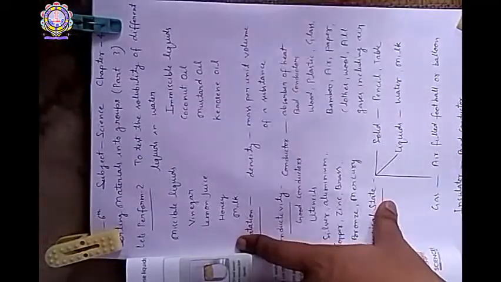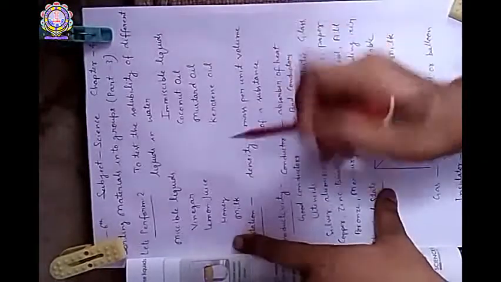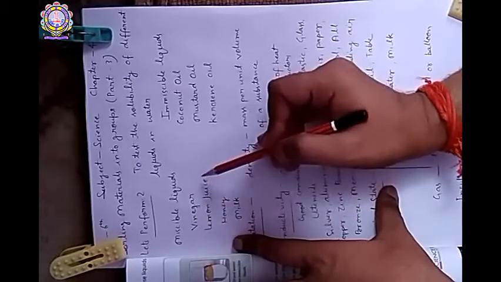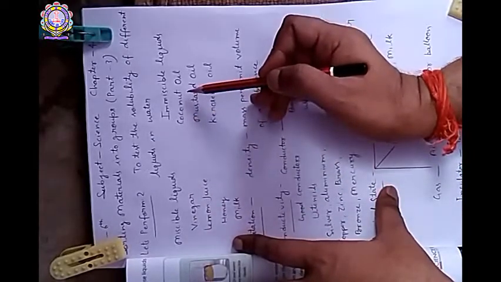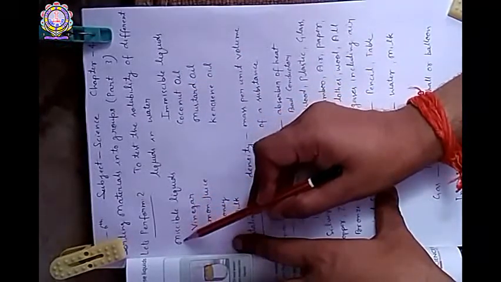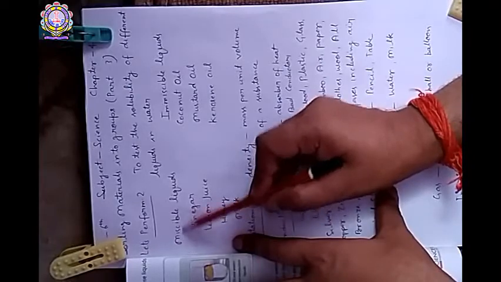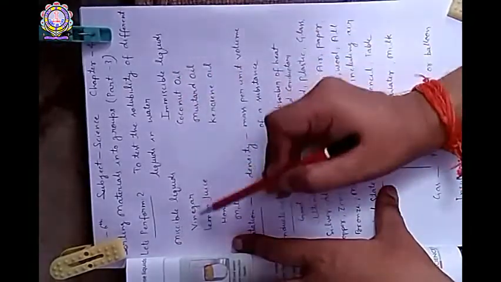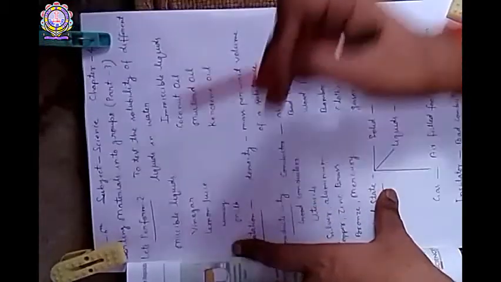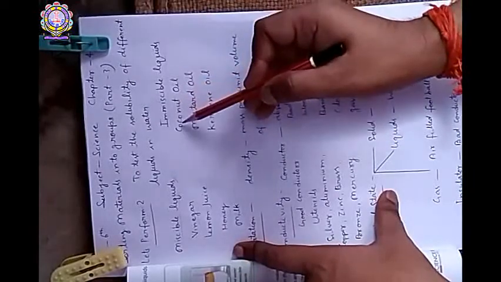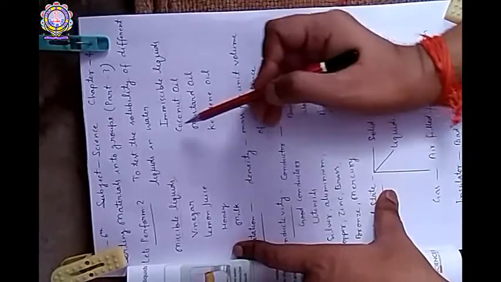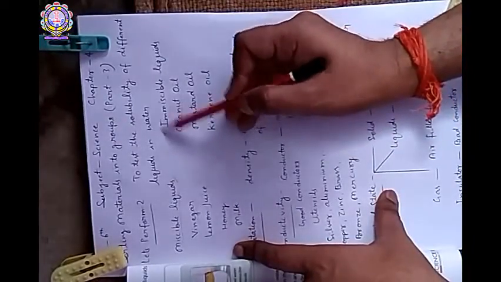Okay students, when you will perform the activity, you will find that some of the things were miscible and some of the things were not miscible, means those were immiscible. So we can categorize those things in two categories: miscible liquids, immiscible liquids. Vinegar, lemon juice, honey, milk, it will come in miscible liquids, and coconut oil, mustard oil, and kerosene oil, these three things will come in this group, immiscible liquids.